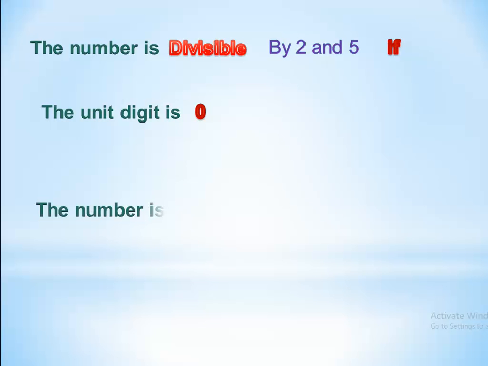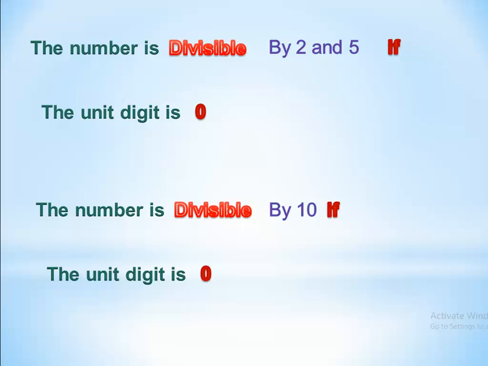So the number is divisible by 2 and 5 if the unit digit is 0. And the number is divisible by 10 if the unit digit is 0. So the number with unit 0 is divisible by 2 and 5 and 10.